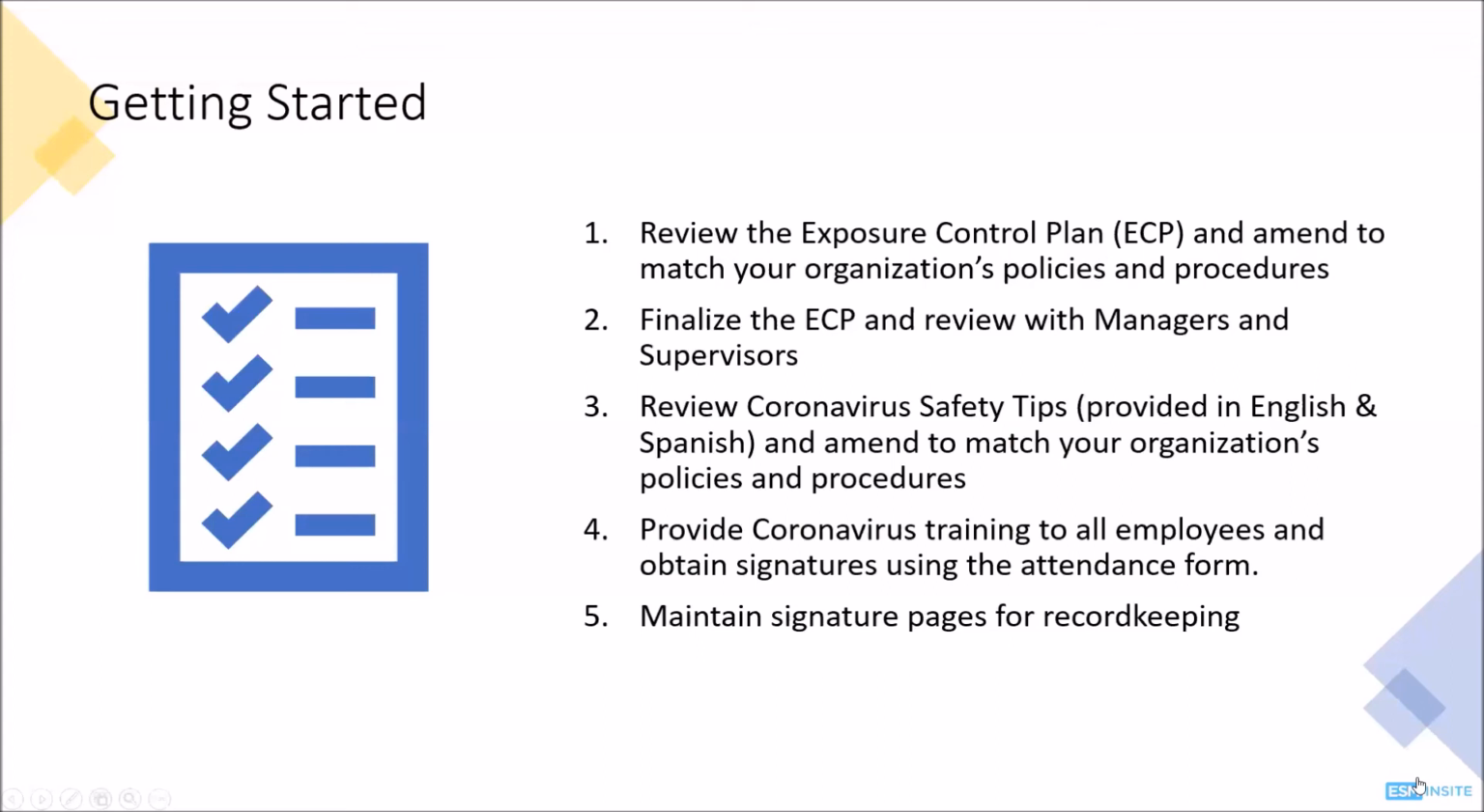So next, on step 4, we're going to provide that coronavirus training to all employees, and then we want to make sure that we obtain the signatures using the attendance form that we have attached to both of those training tips. And then of course, maintain those signature pages for record keeping, which is an injury and illness prevention program compliance requirement.